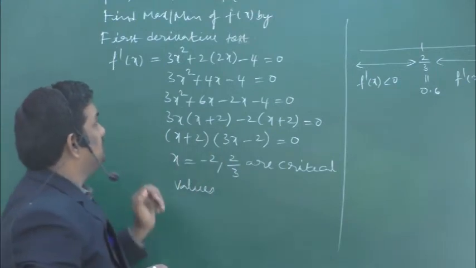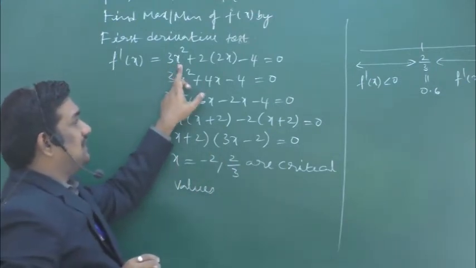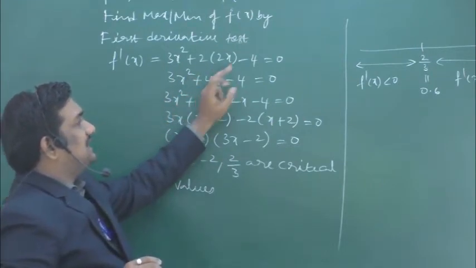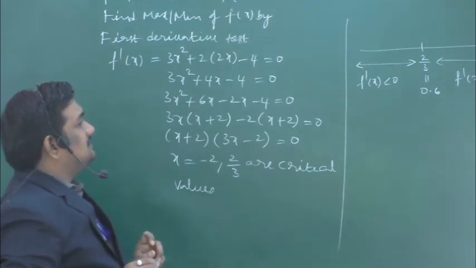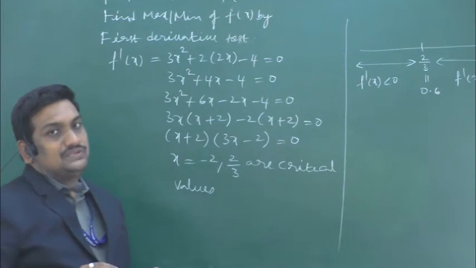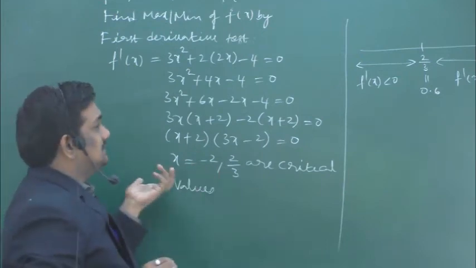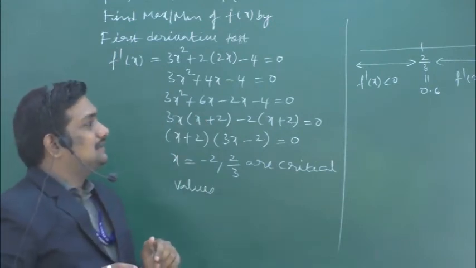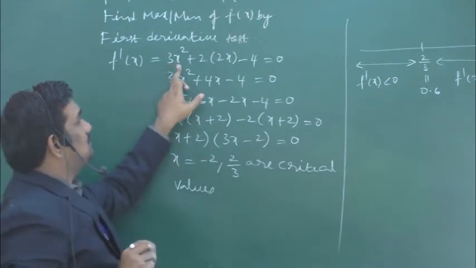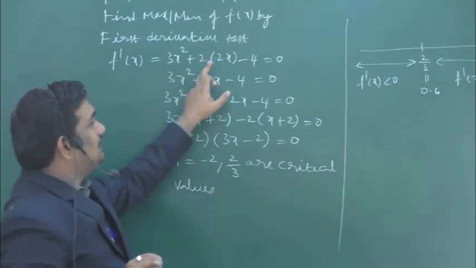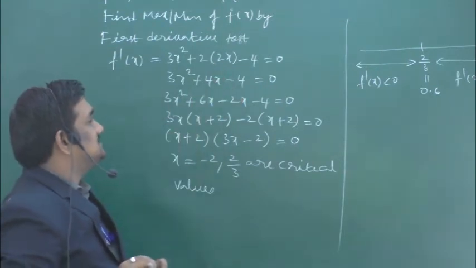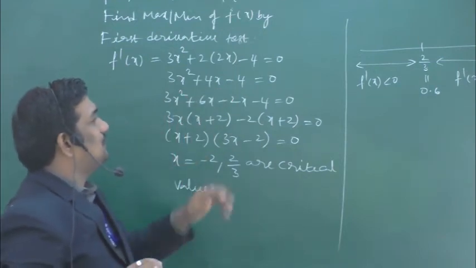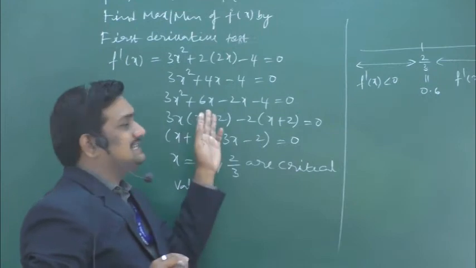You take minus 2. It is 3 into 4, 12. And it is 2 into 2 into minus 2, it is minus 8. So 12 minus 12, it is 0. So you are getting 0 here. So you cannot decide whether it is positive or negative. You take another value, you take minus 3. Then it will be 3 into 9, 27. Then 4 into minus 3, it is 27 minus 12, it is 15. 15 minus 4, and it is 11.